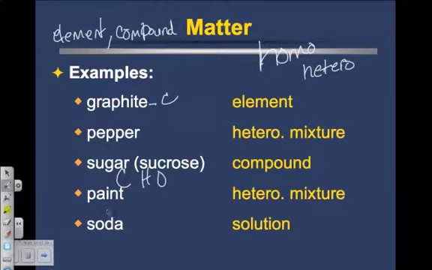All right, paint. Paint is a heterogeneous mixture. The particles are very, very large in the paint, so that would make it hetero. And then soda. Soda would be a solution.